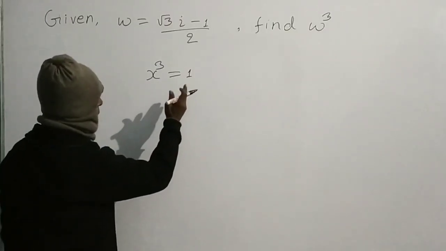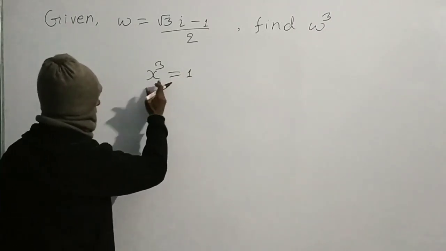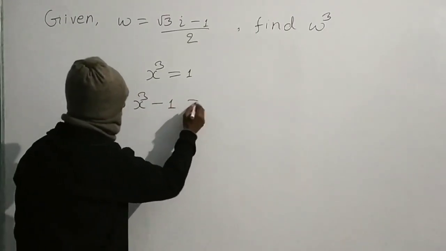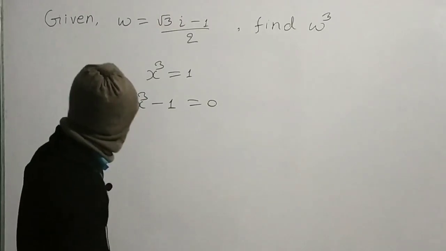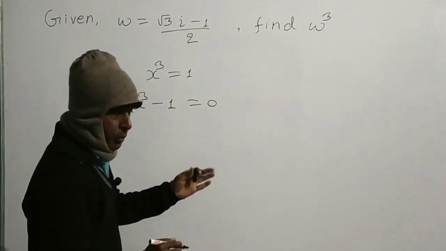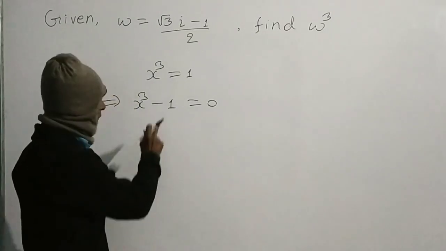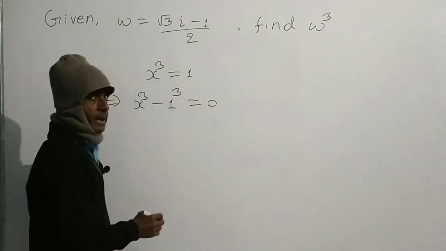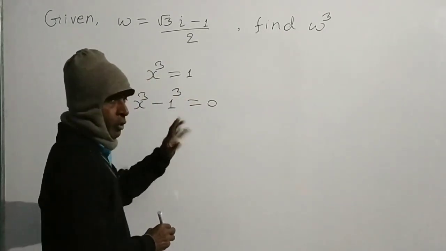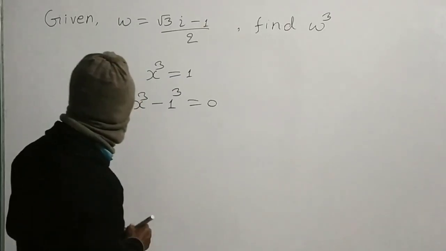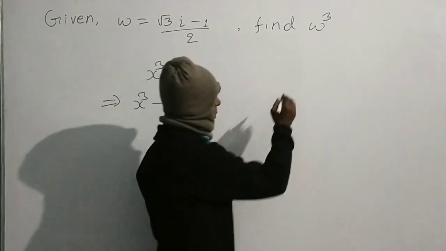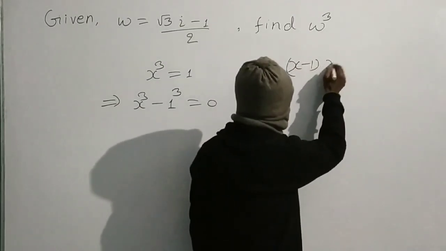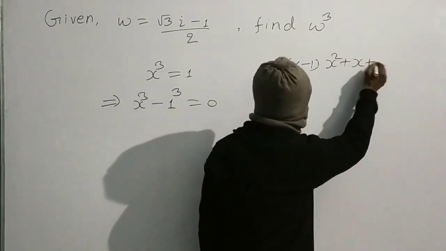For that purpose, we shift this one on the left hand side. This implies x cube minus 1 is equal to 0. But 1 cube will also be equal to 1. Therefore, in place of this 1, if we write 1 cube, then there will be no change in the value. Now, we multiply x minus 1 with x square plus x plus 1.